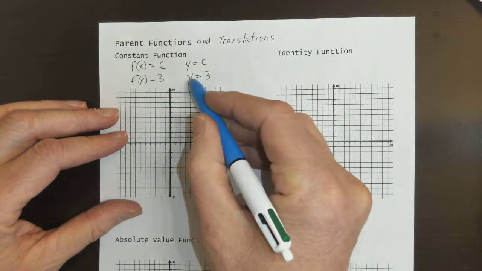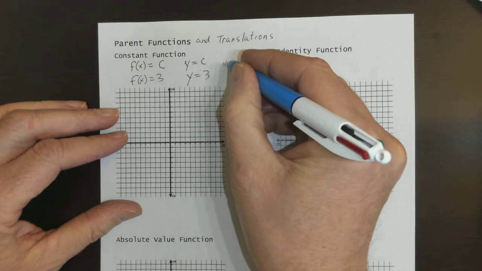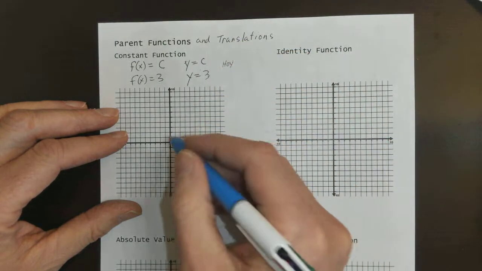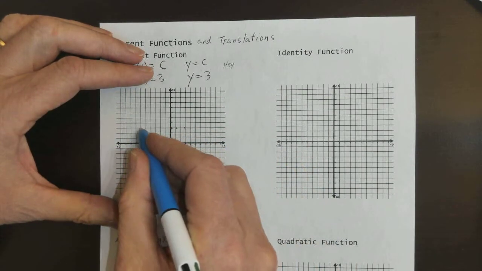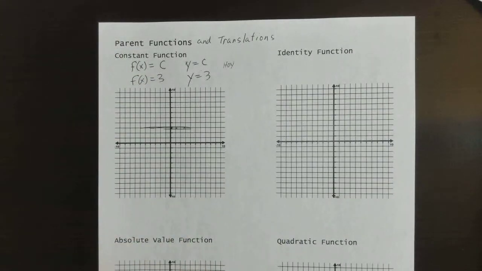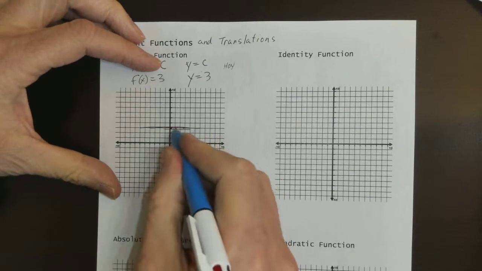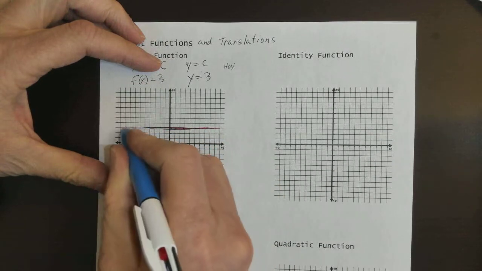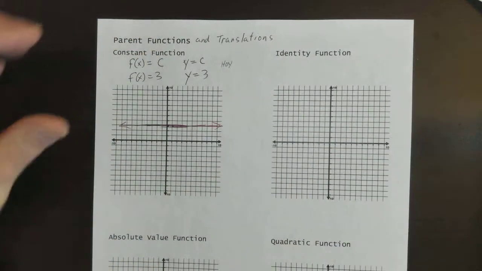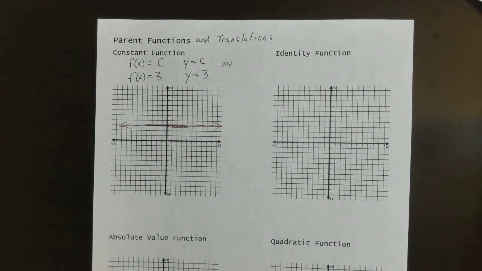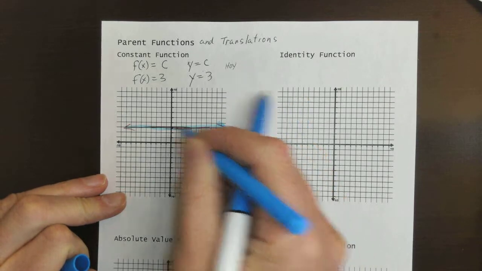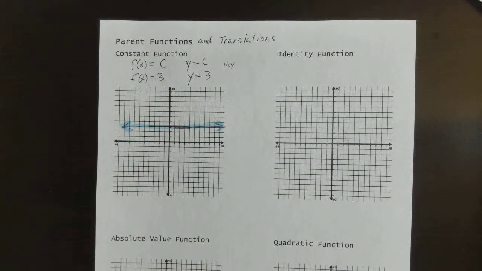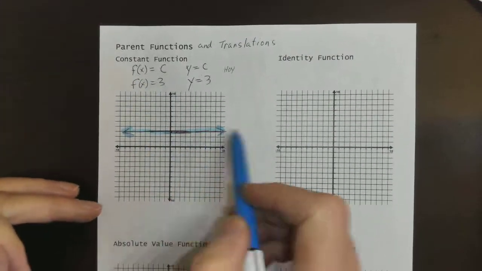If you remember, y equals is a horizontal line. Y equals 3, y is always 3, no matter what x is. So let me change colors here, go red. Y equals 3 is this line right here, and I'll just highlight that a little bit. So the constant function is a horizontal line function.